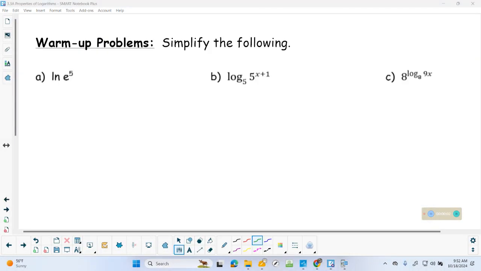The warm-up problems. Of course, super easy. You should just be able to write down the answers. This should be easy points. What do you got for A? 5. I wish we could just have a test on this.